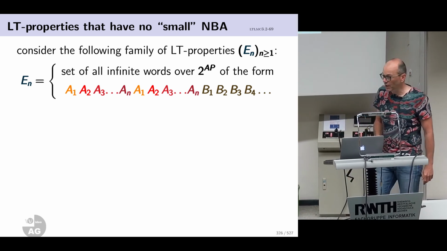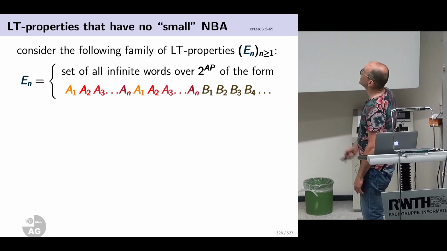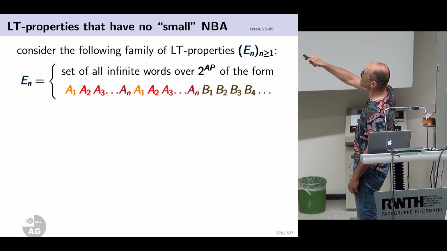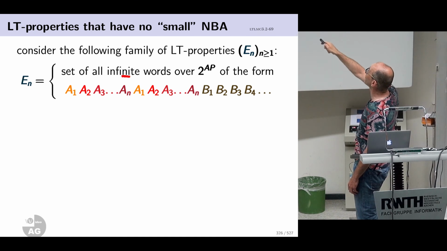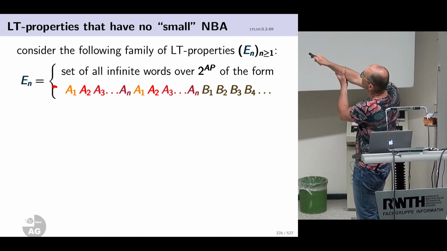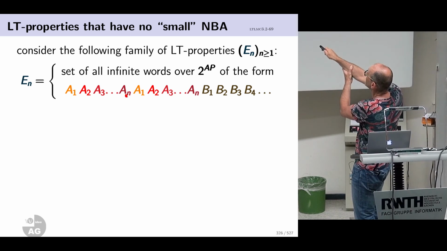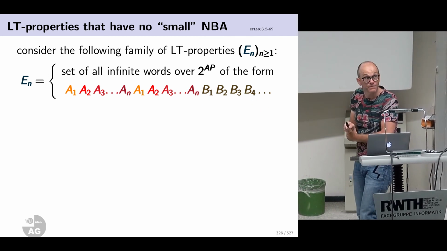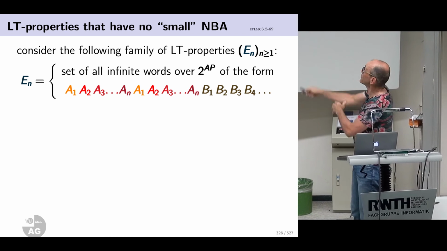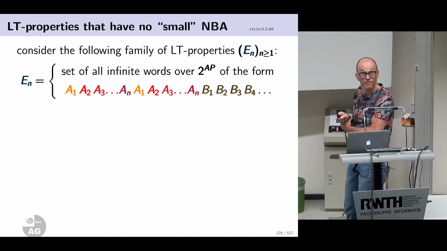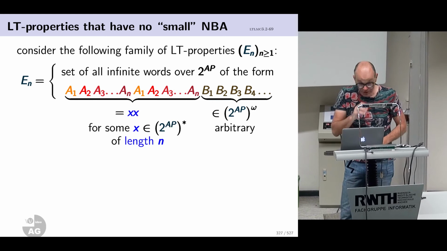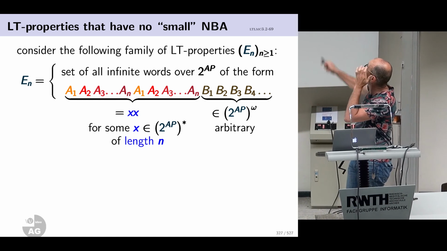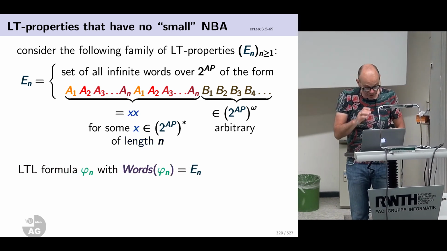So the family of properties we are considering is written down as follows. So E of n, I just write it down as an LT property. So this is a set of traces, right? It's the set of all infinite words of the following form. You have some prefix of size n, then this same prefix is repeated, and then something arbitrary. Okay, what is the key point here is the repetition of the first prefix. Good, so this is of the form x x, where x is the prefix of length n, and that's repeated, and then something happens afterwards which is actually arbitrary.